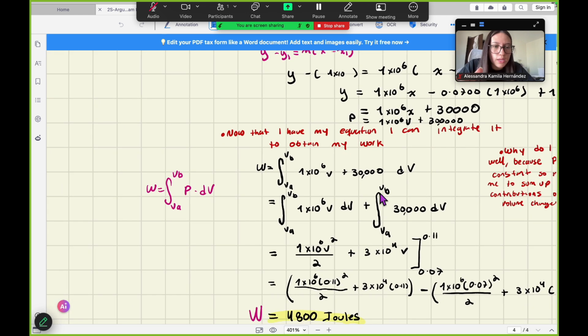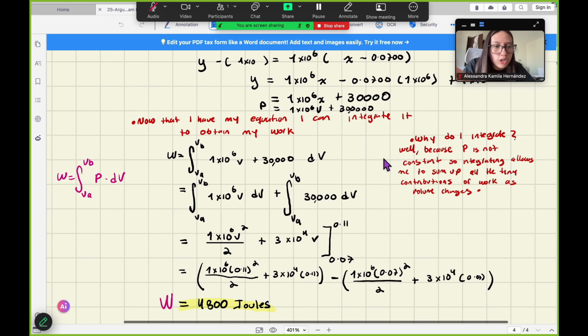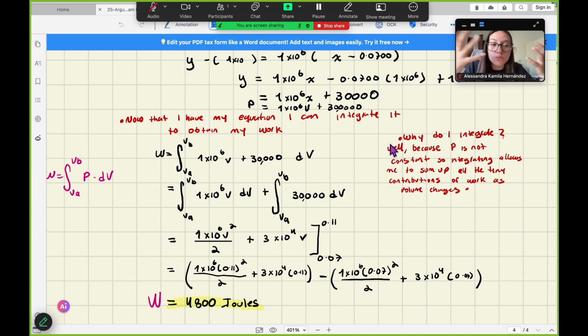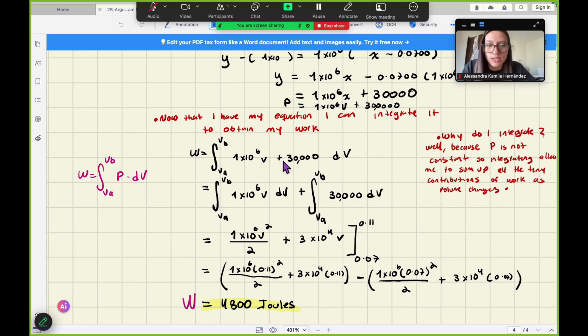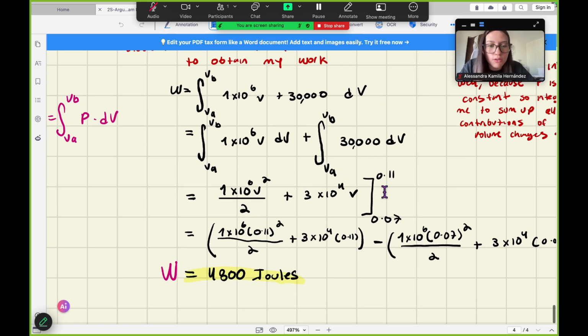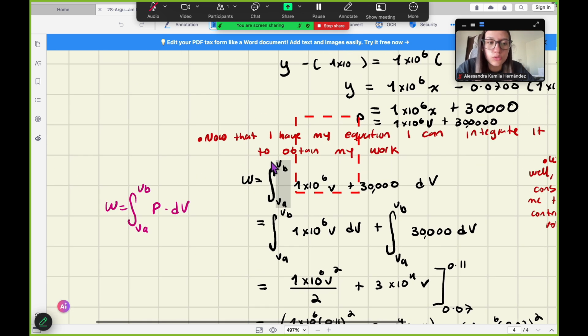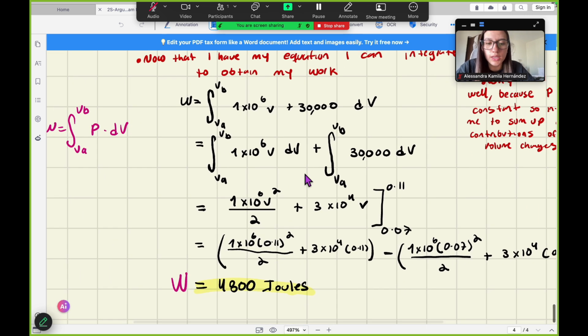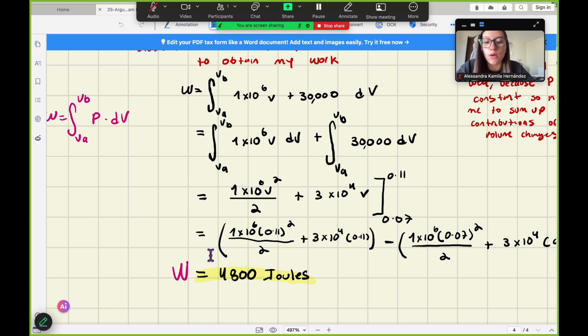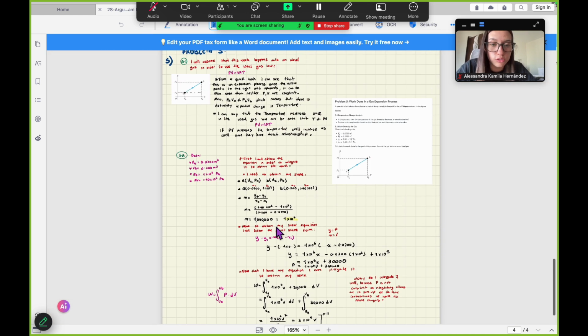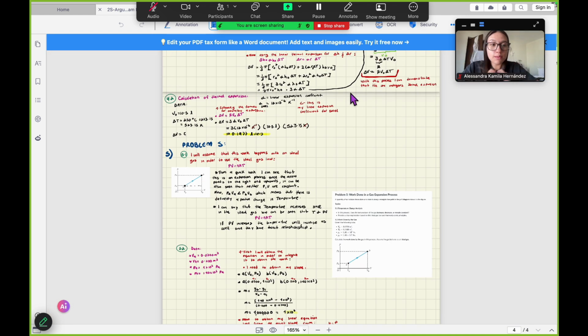Now I have my equation, I can integrate it to obtain my work. And why do I need to integrate it? Well, because pressure is not constant, so integrating allows me to sum up all of the contributions of work as the volume changes. So that's why I'm integrating. I do the integral and I solve it. It's a definite integral from the initial volume to the final volume. And at the end I obtain a work done of 4,800 joules. So this is my exam. Thank you for watching.